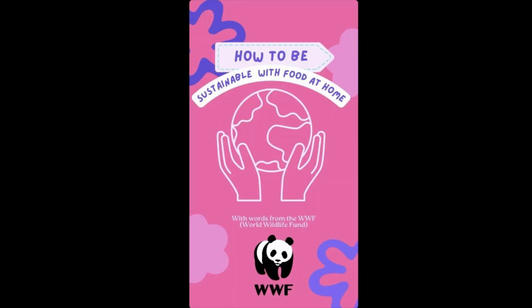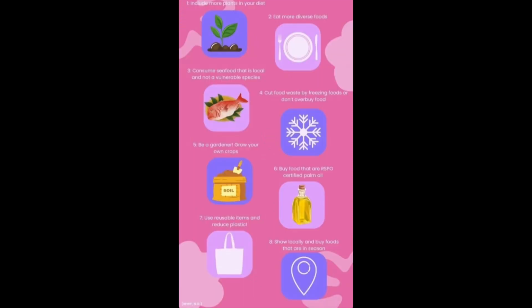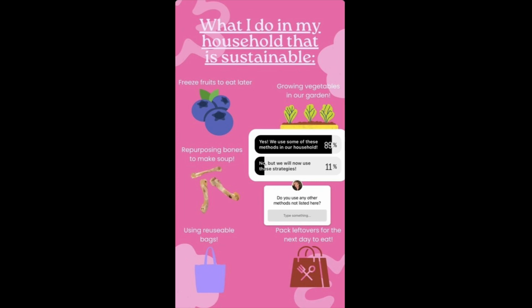Next, I also wanted to make an impact on others' homes, so I created how to be sustainable with food at home. Here are the 8 points inspired by WWF. As well, I proceeded to share what I personally do in my own household. I asked my audience if they have ever used these methods before, and out of 9 respondents, 89% mentioned they have. The 11% that did not, which works out to be one person, I educated them on how to be sustainable.